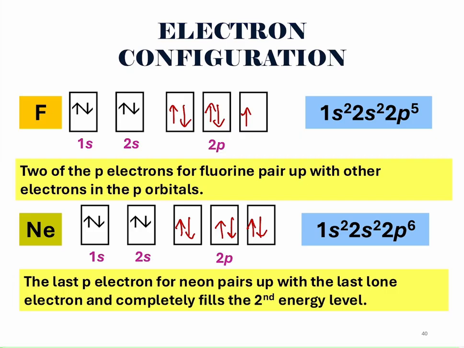Summer, you have a question? Yeah, I noticed when you were writing the arrows in 2p, you did 1 in each box, and then you started filling in the other ones. Why did you do that? That's because Hund's rule says that you fill in each orbital before you start pairing them together. Yes, right. So you put 1 in each before you start putting another one paired with that one.